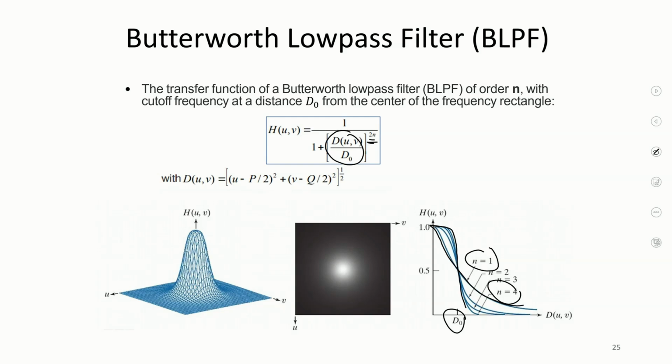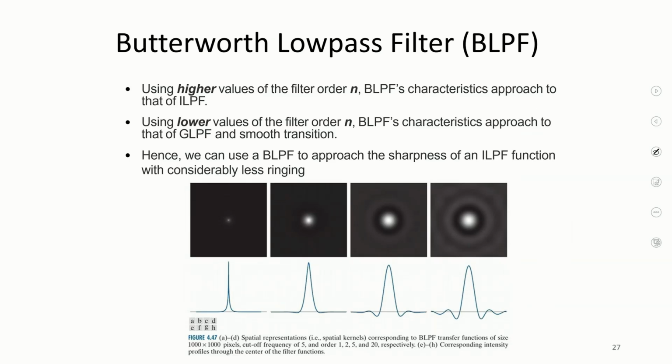Okay. So the performance of the Butterworth filter is somewhere in between the ideal and the Gaussian. Okay. And if you see here, with a high value of n, I can make it more towards the ideal filter, which again creates a ringing effect. By changing the value, I make it more towards Gaussian. Okay. This is there. Yes.